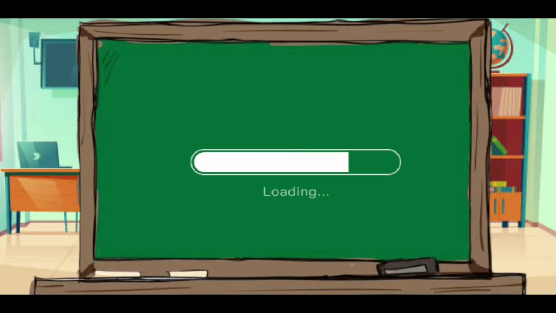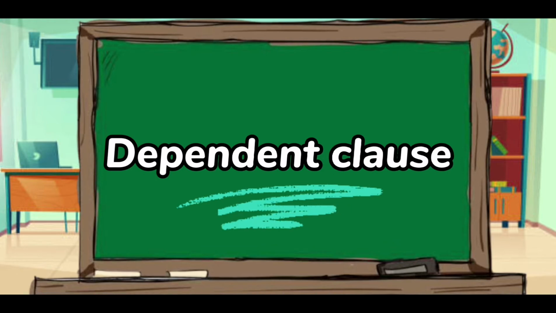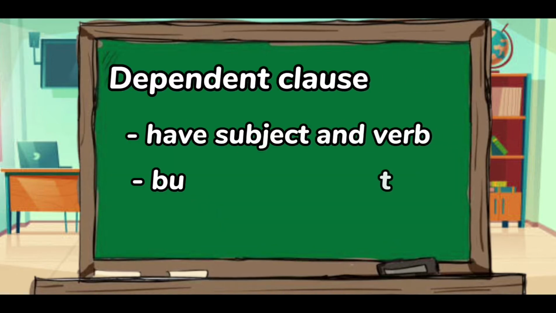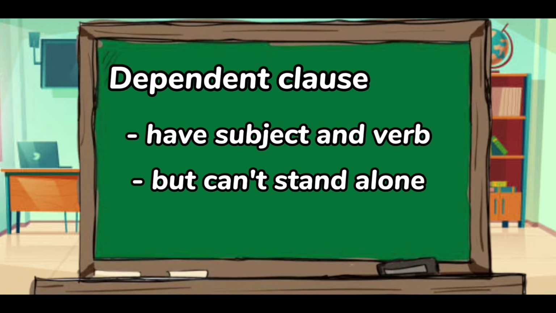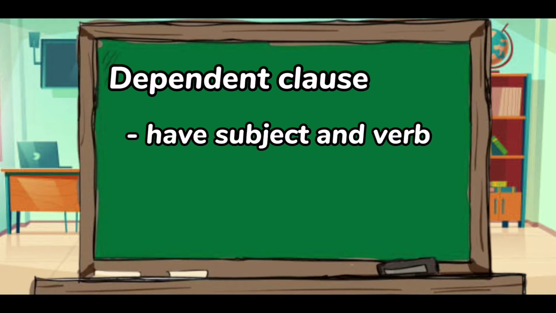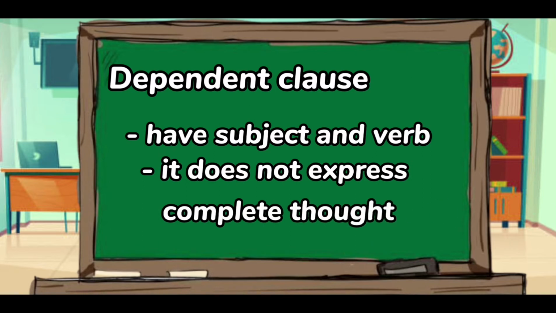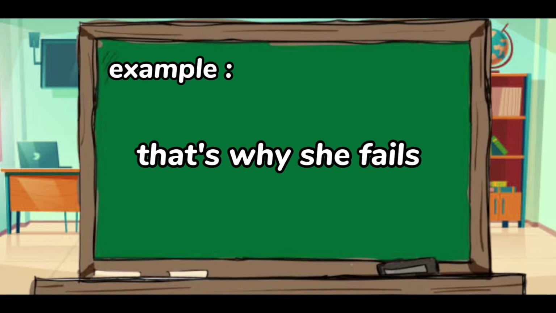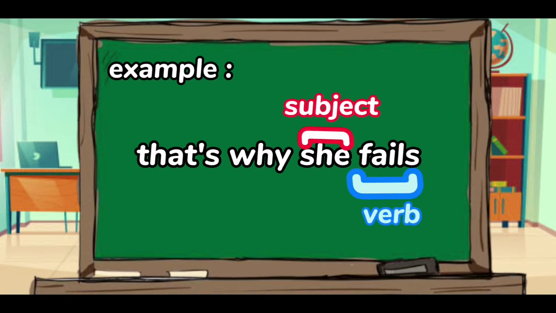Let's proceed to the dependent clause. A dependent clause has a subject and verb, but it cannot stand alone. Even though it has a subject and verb, it does not express a complete thought. For example, that's why she fails. She is the subject and fails is the verb. Why she failed? The sentence does not express a complete thought.